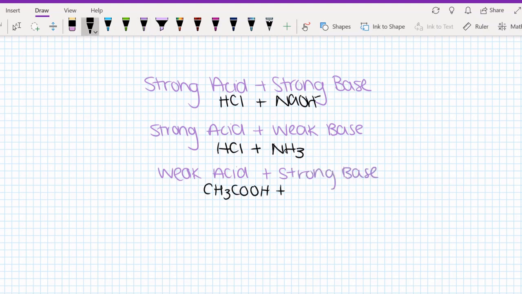The one titration that isn't used is weak acid and weak base. That's because the titration isn't really useful. The weak acids and weak bases don't fully dissociate, so the titration wouldn't go to completion.